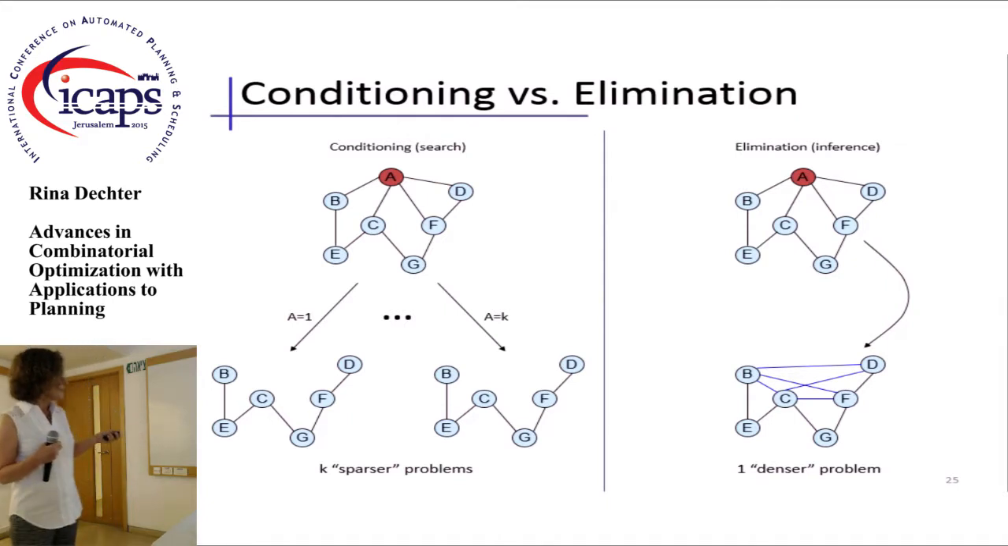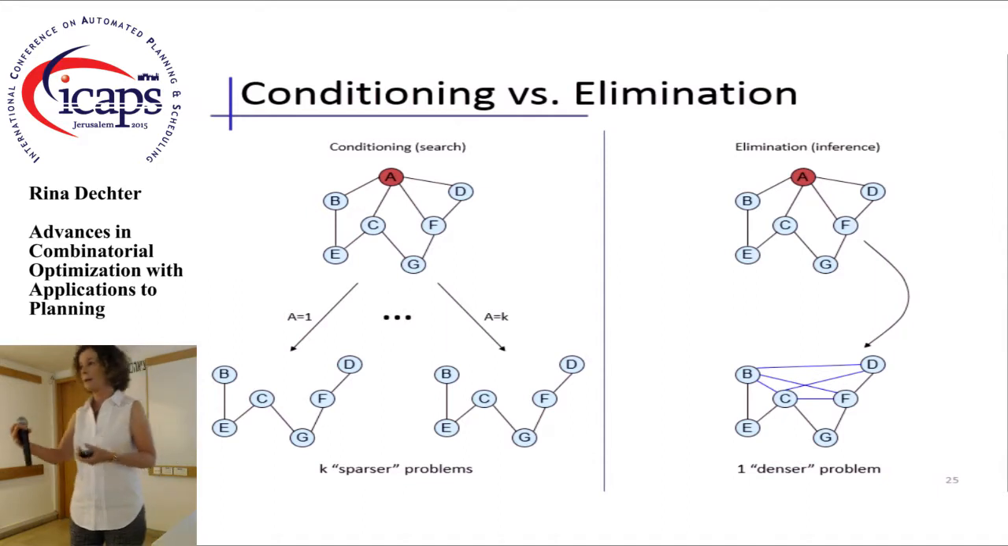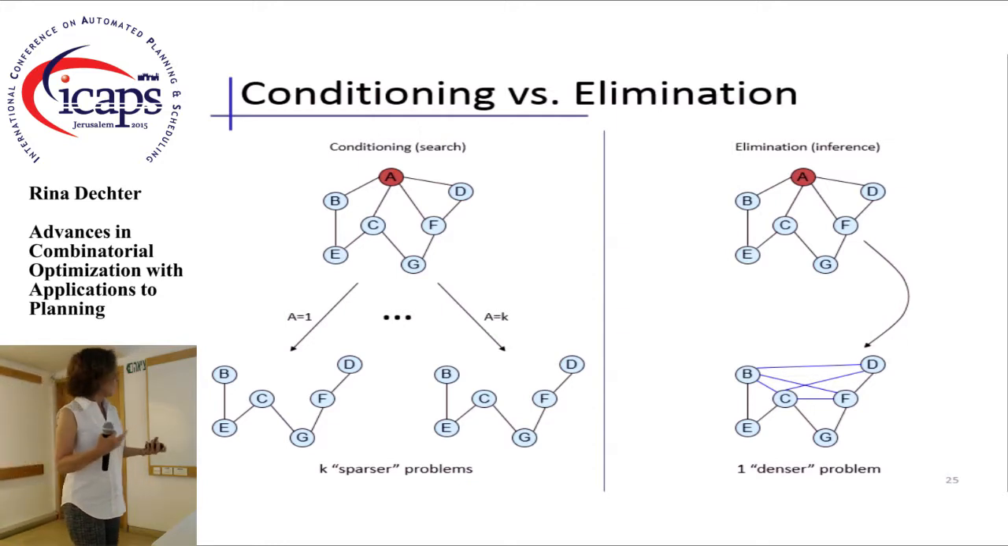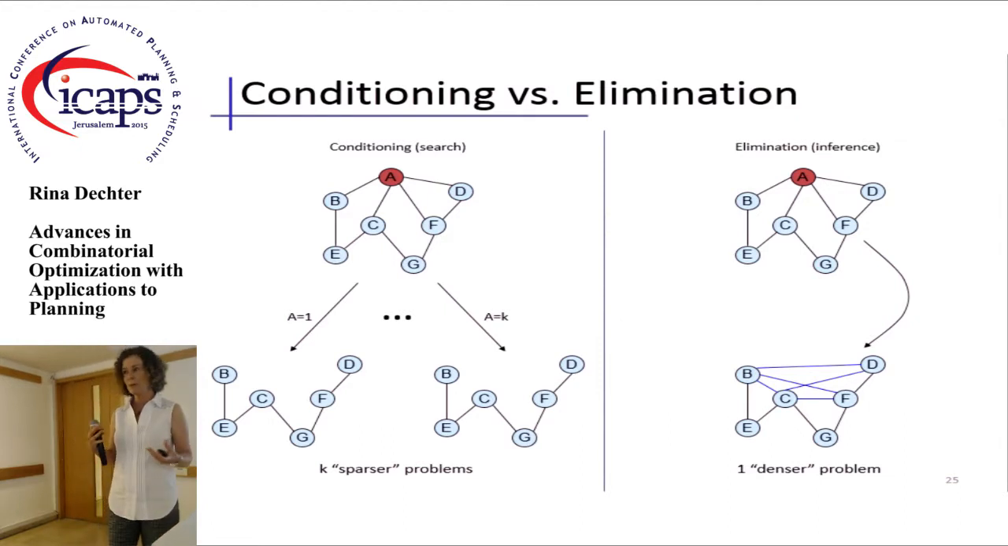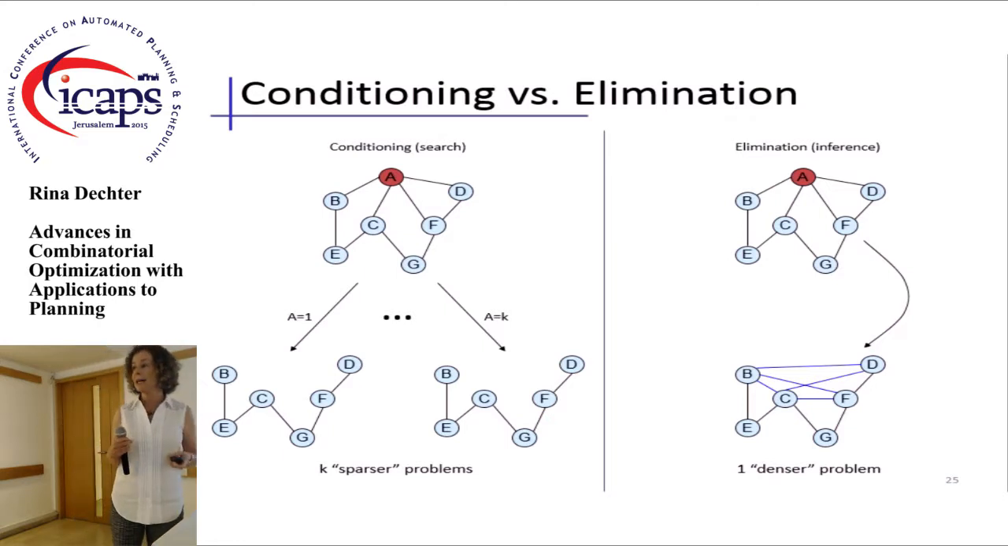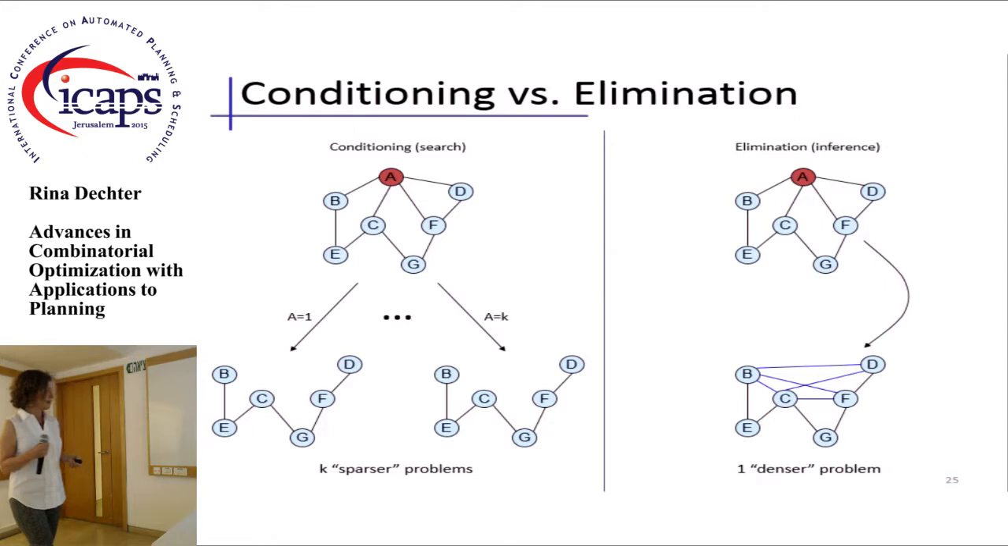On the other hand, search or conditioning: when you are reasoning about a variable, you are conditioning. You are saying A equals 0 or A equals 1. Let's reason on each one of these separately. So we are dividing the graphical model into a collection of graphical models. Each one of them is sparser, and we are solving each one of them. And this graphically really gives the essence of the difference between the methods and allows us to analyze the properties, the complexity of the methods. So this was the introduction, and now I will go into the details.